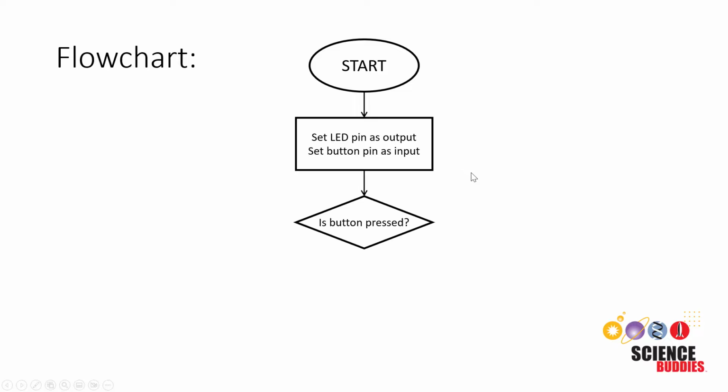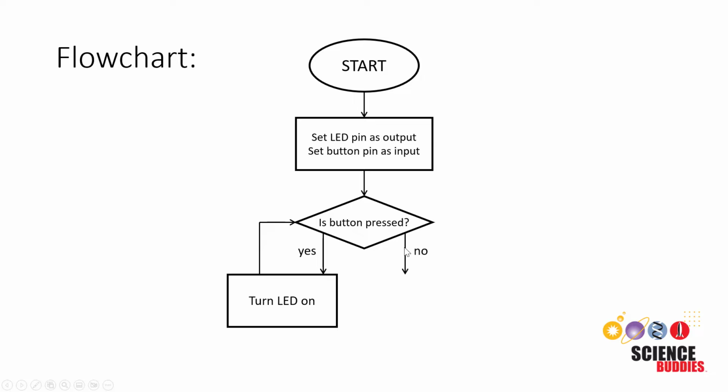Then, we need to check something or make a decision. We represent that with a diamond. We need to check if the button is pressed. Depending on whether or not it is pressed, we will take different actions. If the button is pressed, we will turn the LED on. We will then loop back to check again if the button is pressed. If the button is not pressed, we will turn the LED off, and again, loop back to check again if the button is pressed.